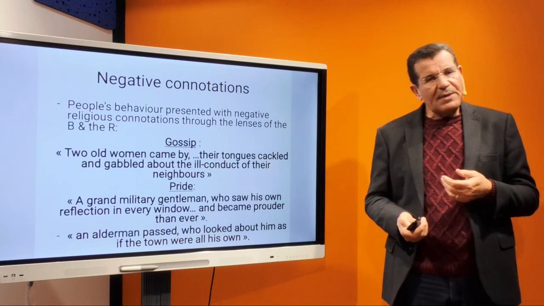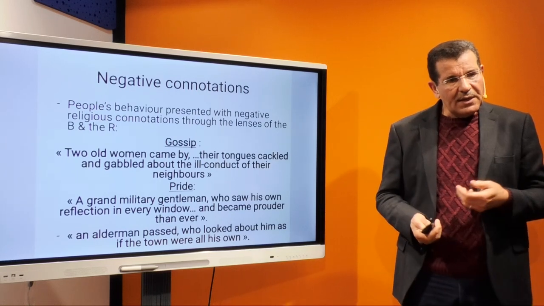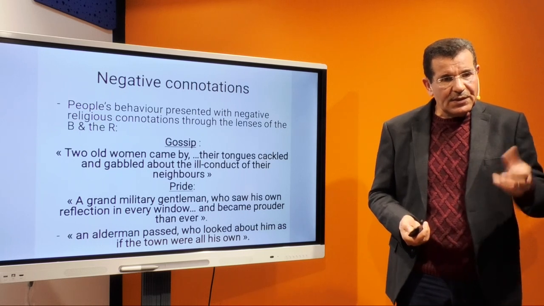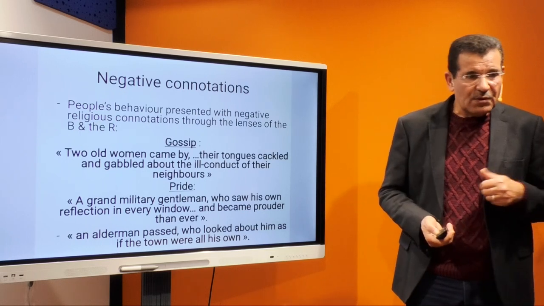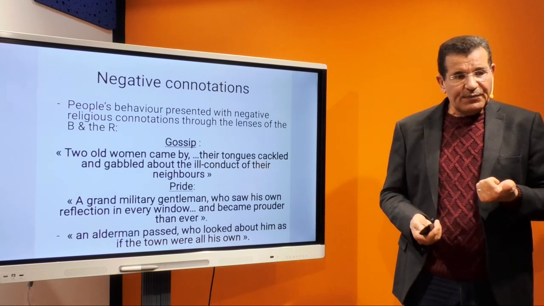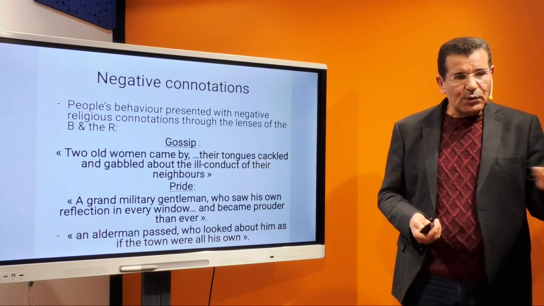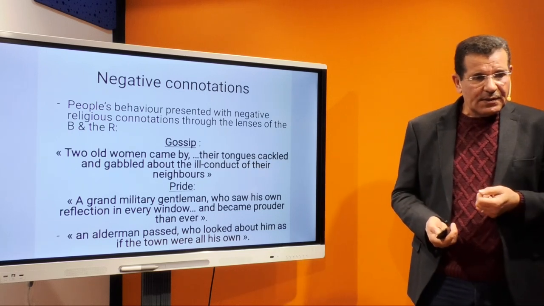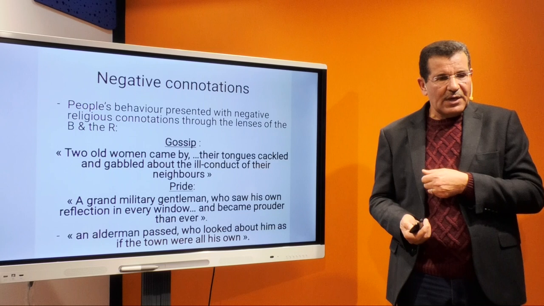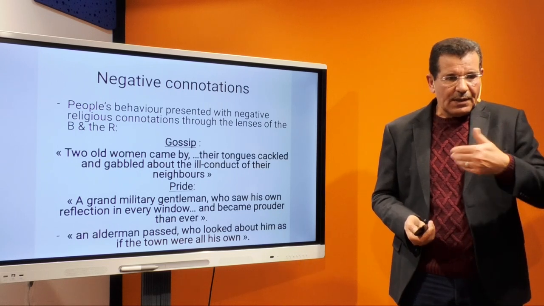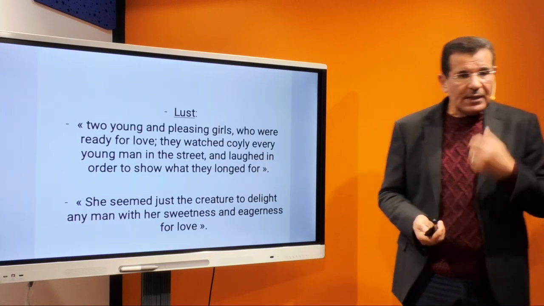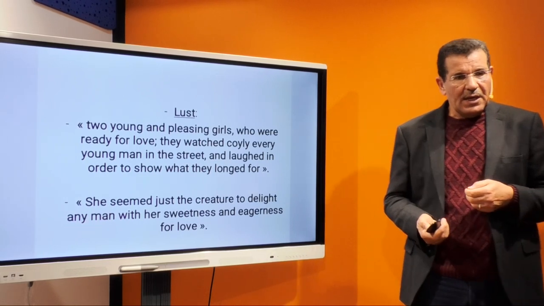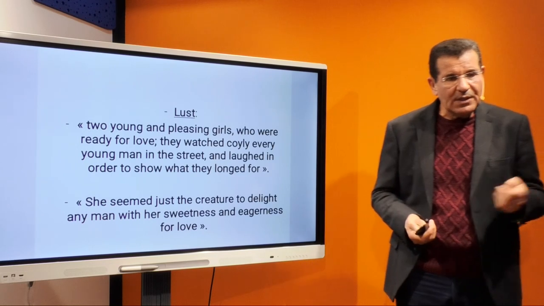We have also some negative connotations in people's behavior. People with negative religious connotations, especially through the lenses of the bucket and the rope. For example, criticism of people talking, gossiping: "Two old men came, their tongues cackled and gobbled." Pride: "a grand military gentleman who saw his own reflection in every window." Lust: "two young and pleasing girls who were ready for love. They watched coyly every young man in the street and laughed in order to show what they longed for."